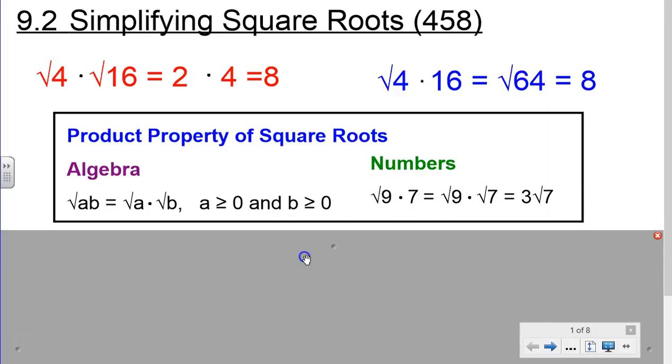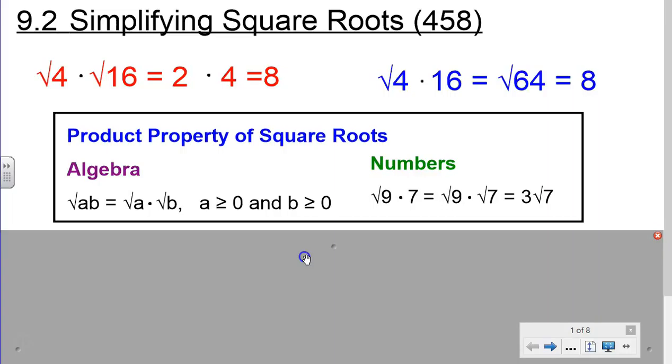So, if you have two numbers multiplied together inside a radical sign, the square root of a times b, that's also equal to each term separately. The square root of a times the square root of b, and they have to be positive integers, greater than or equal to 0. Then you can multiply them together and you'll get the same answer, whether you separate them as terms or do what's under the radical sign first.